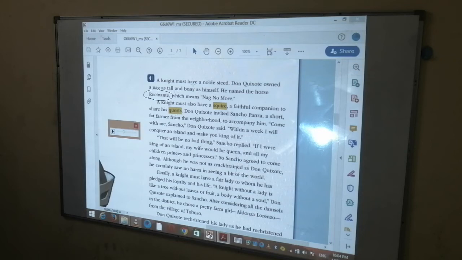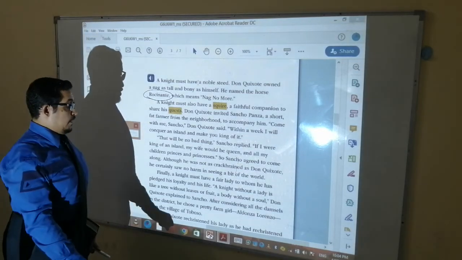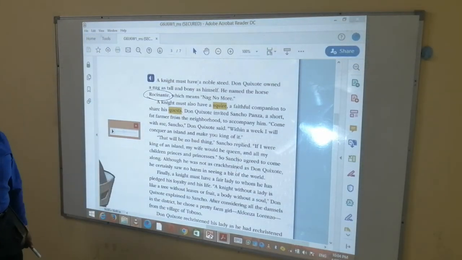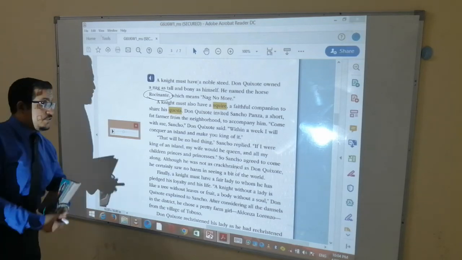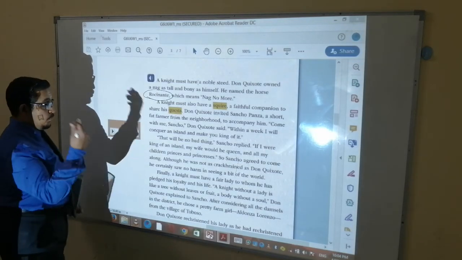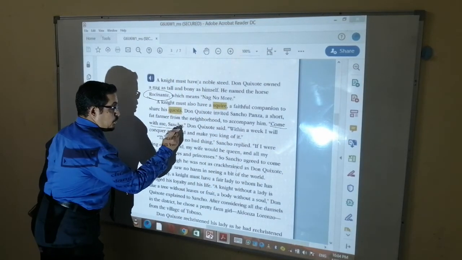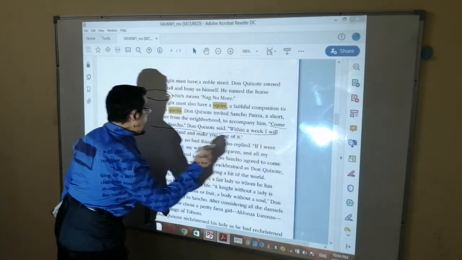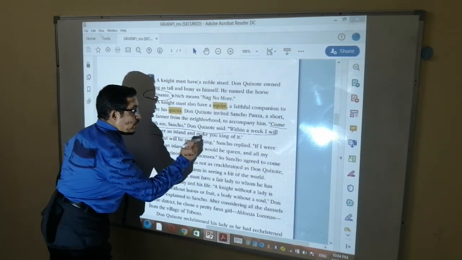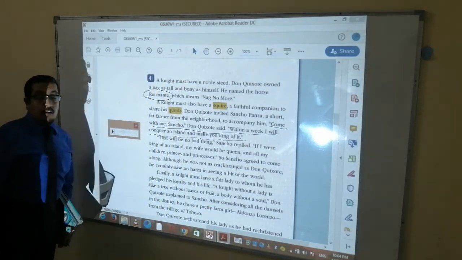So, the offer here, as we said, is that Don Quixote asked Sancho Panza to come with him. And what was the offer? He said, come with me, Sancho. Don Quixote said, within a week I will conquer an island and make you a king of it.